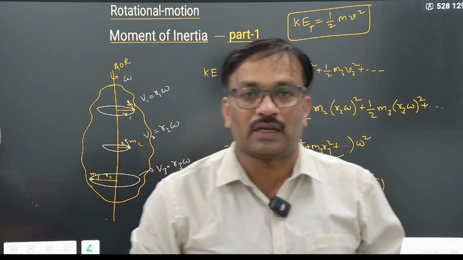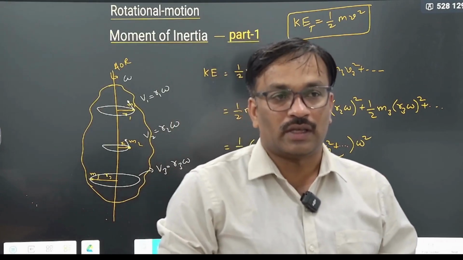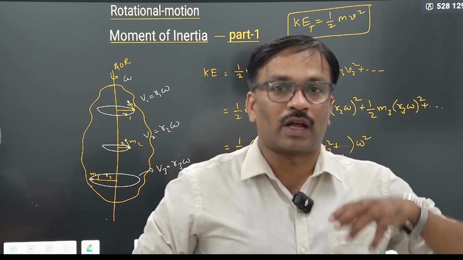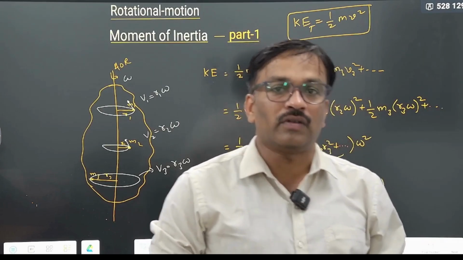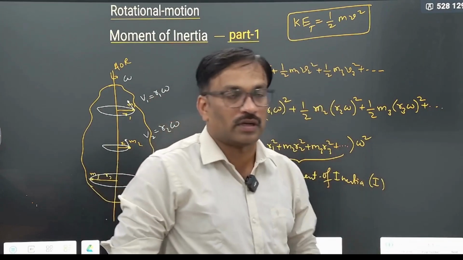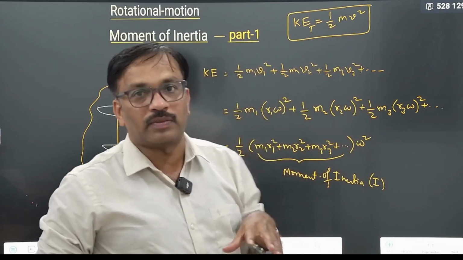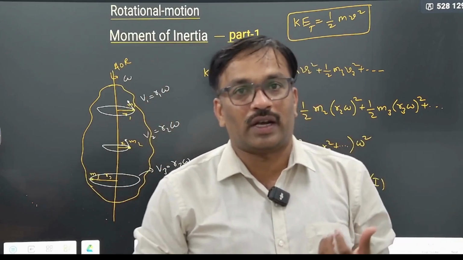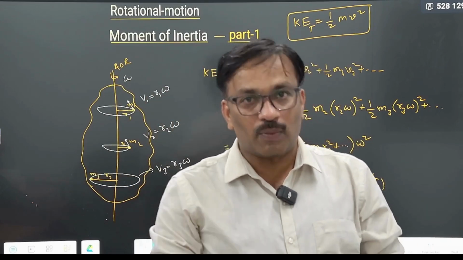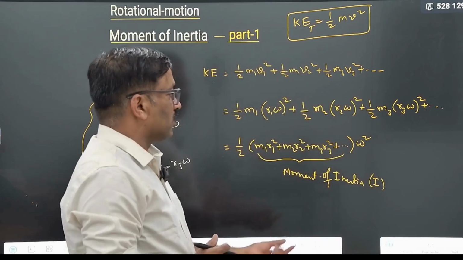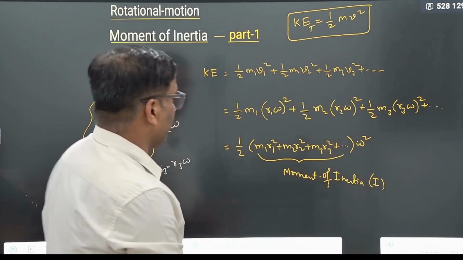What is inertia? Inertia is nothing but resistance to change. If an object is at rest, to convert it into motion it will show some opposition, and that opposition we call inertia. Similarly, if an object wants to rotate, there is a certain amount of opposition, and that opposition we call the moment of inertia.